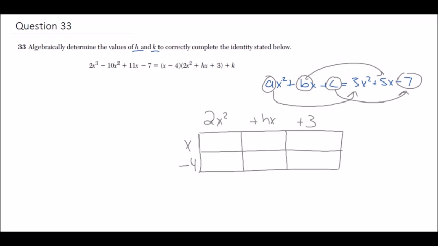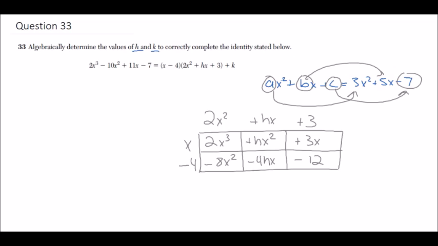So I'm going to multiply x by 2x squared. We get 2x cubed. Then I'm going to multiply x by hx. That's now hx squared with only the x being squared. Then I've got 3x. Negative 4 times 2x squared is negative 8x squared. Then negative 4 times hx, so minus 4hx. And then negative 12 here.